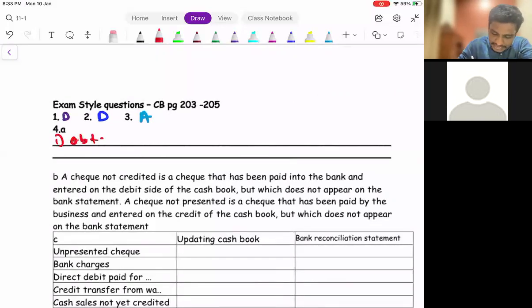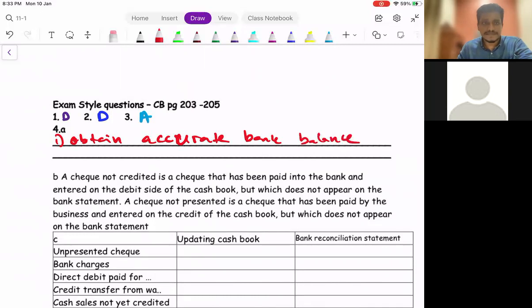Obtain accurate bank balance. By doing the bank reconciliation, we will know how much the real bank balance is. And also, you remember, easy to remember is identify check not yet presented, identify amount not yet credited.